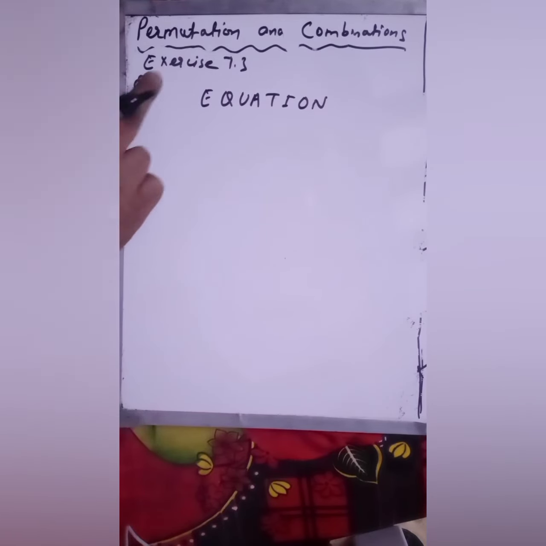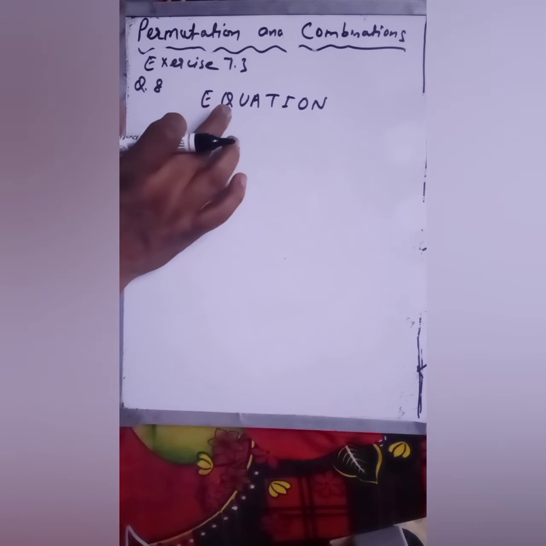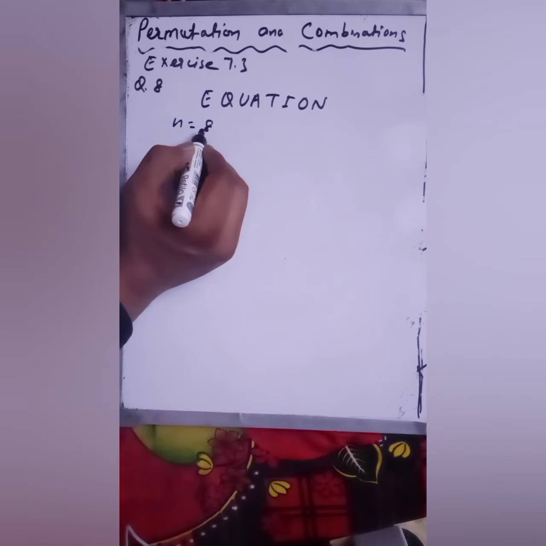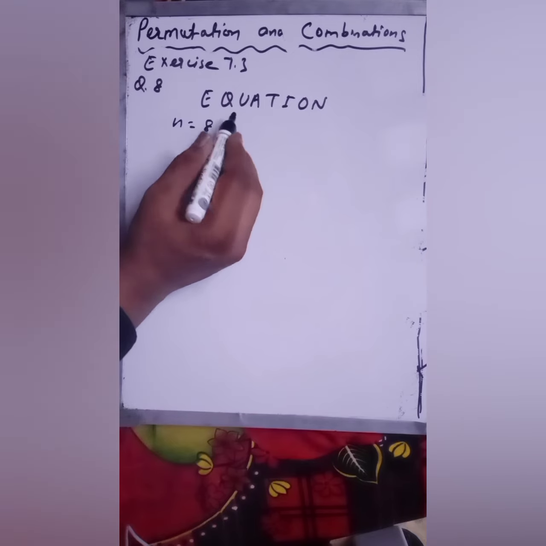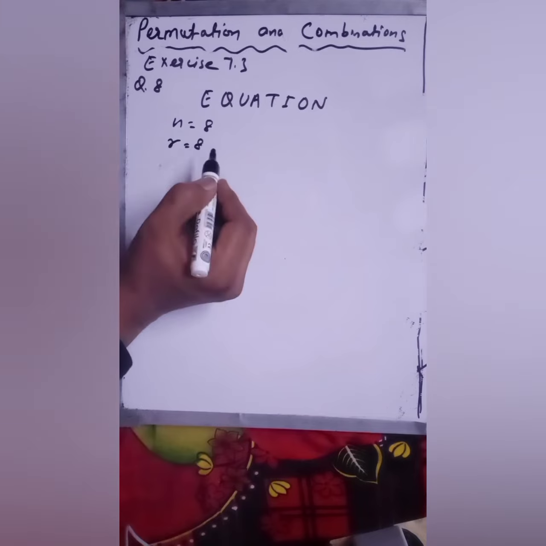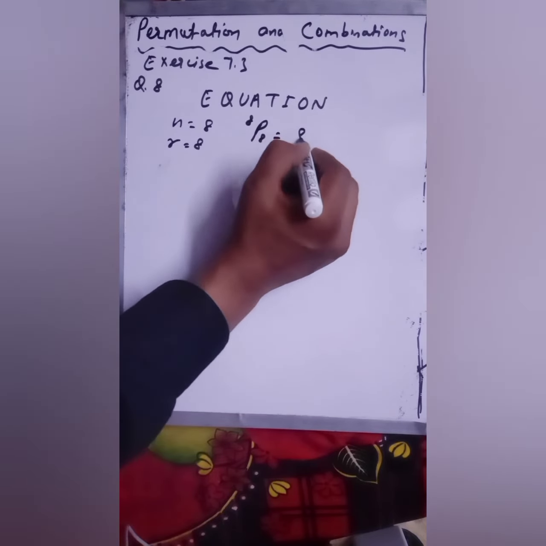Now see children, here I am solving question number 8 of your exercise 7.3. How many words with or without meaning can be formed using all the letters of the word EQUATION, using each letter exactly once? Here the total number of letters is 8, and the total choices you have to fill is also 8. So apply permutation 8P8, and you will get 8 factorial.